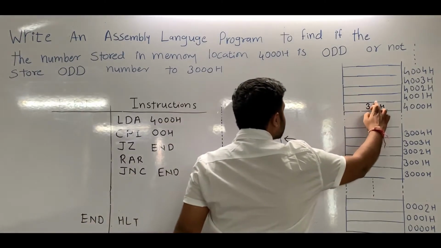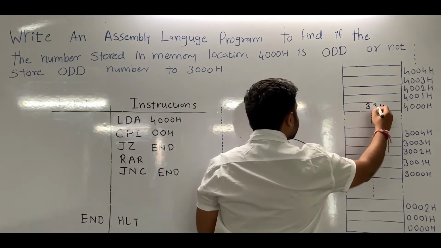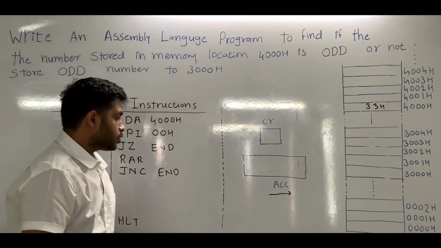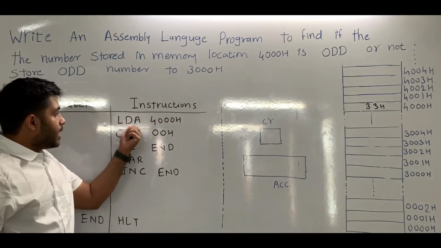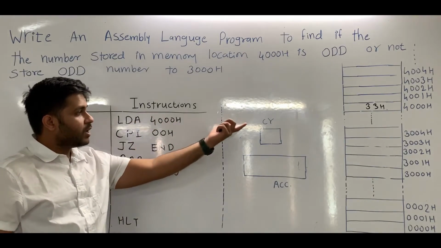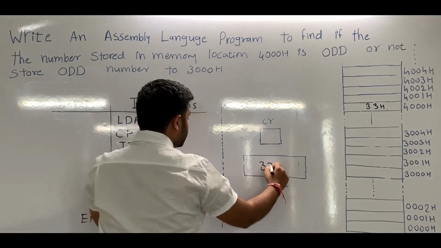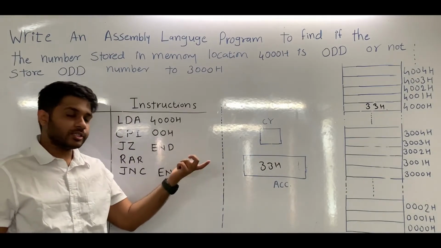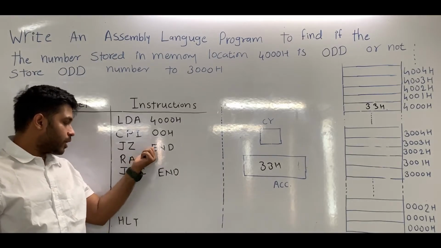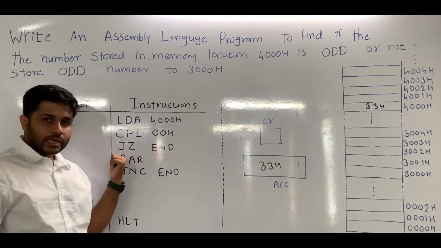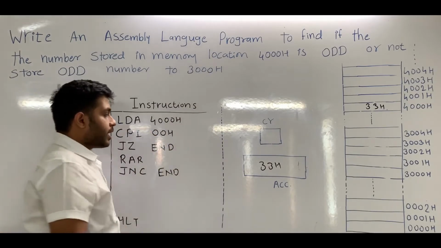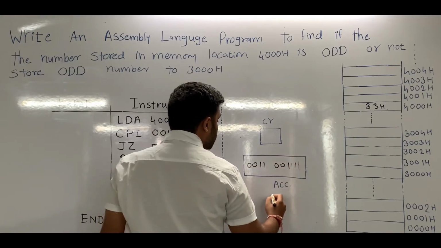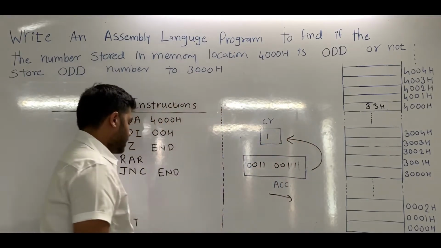Now suppose the number stored in the memory location is an odd number, and let's see the whole process from the beginning. So LDA 4000H, it means the data will be moved to the accumulator, 33H. CPI 00H, because this number is not 0, the zero flag will not be set, so the program will not jump to end. We will rotate the content of accumulator right side. So let's represent this number in the binary, 00110011. If you rotate, the carry flag will be set.